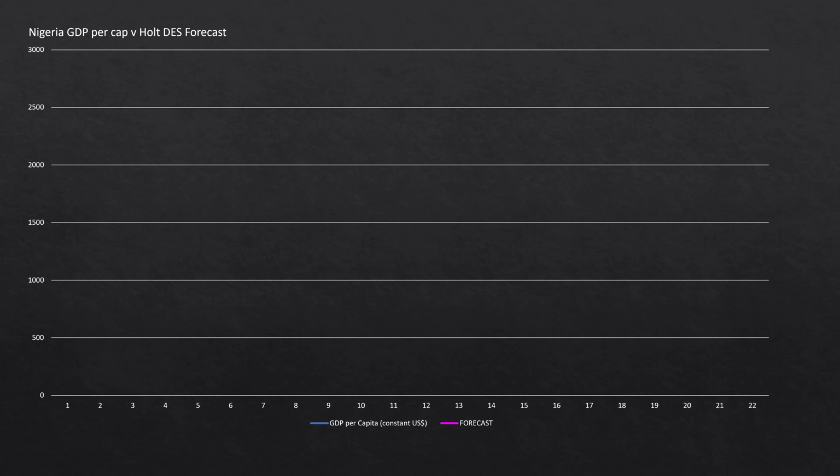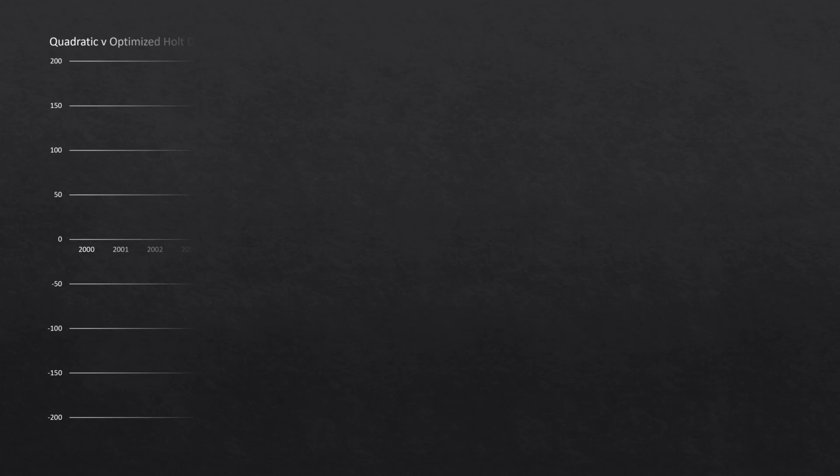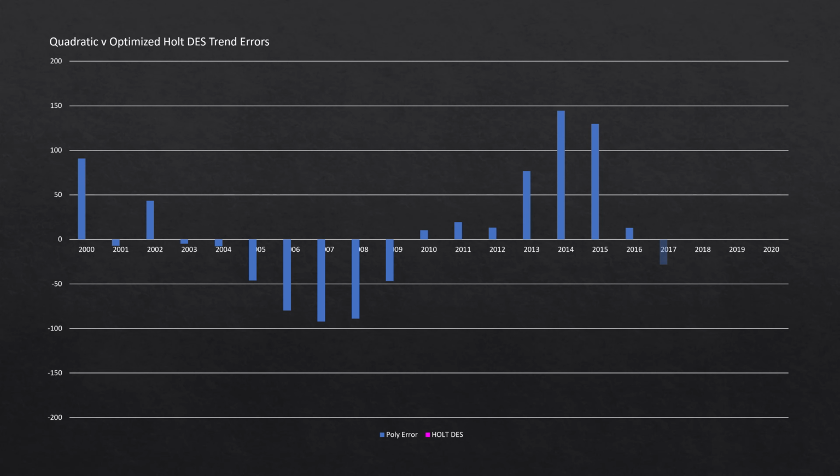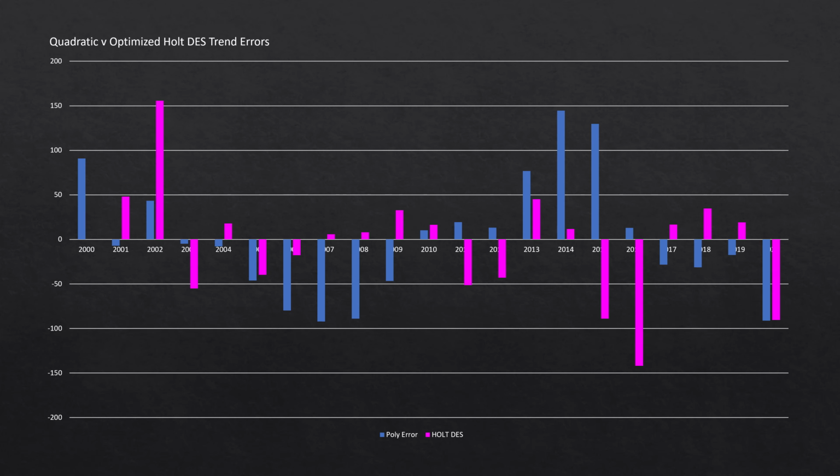So here's a chart of our actual data there in the blue, and then the Holt Double Exponential Smoothing forecast there in the hot pink. You can see it follows very closely. So up until now in our video series, the quadratic trend projection was the best. And here are those errors in blue. Now here are the Holt errors in the hot pink.